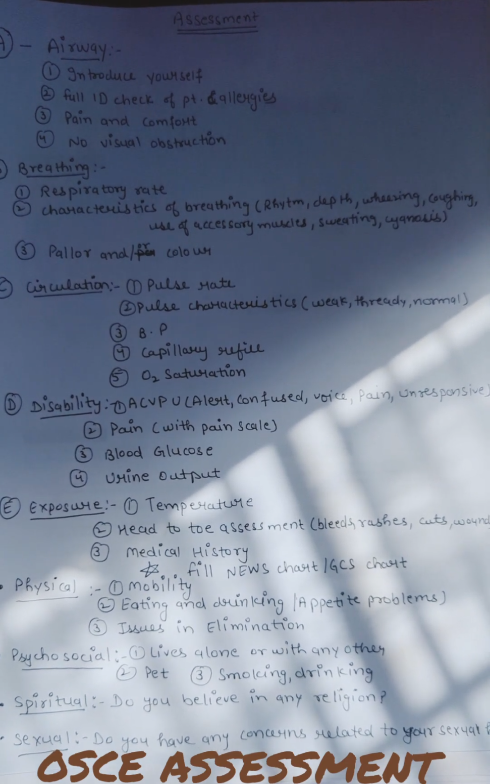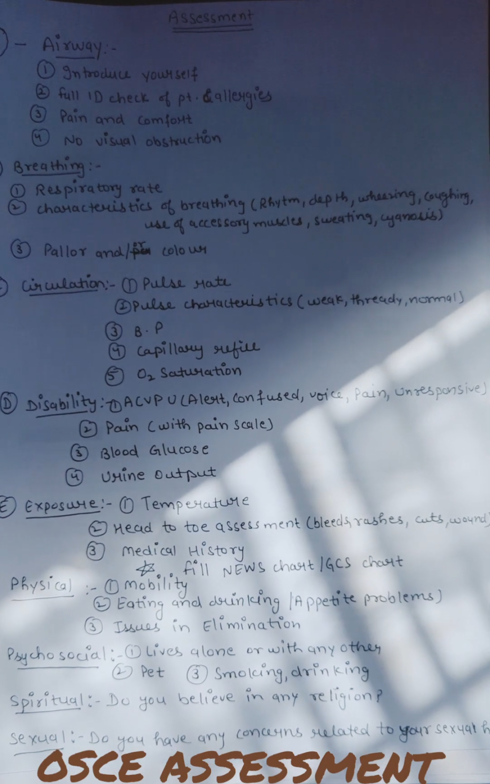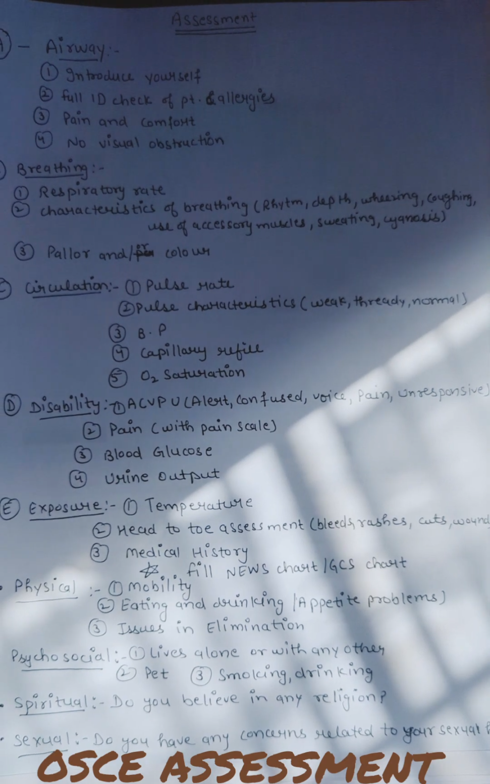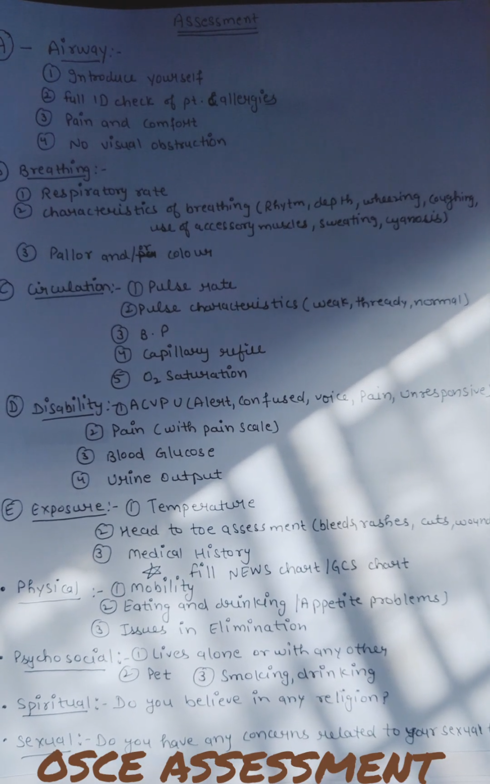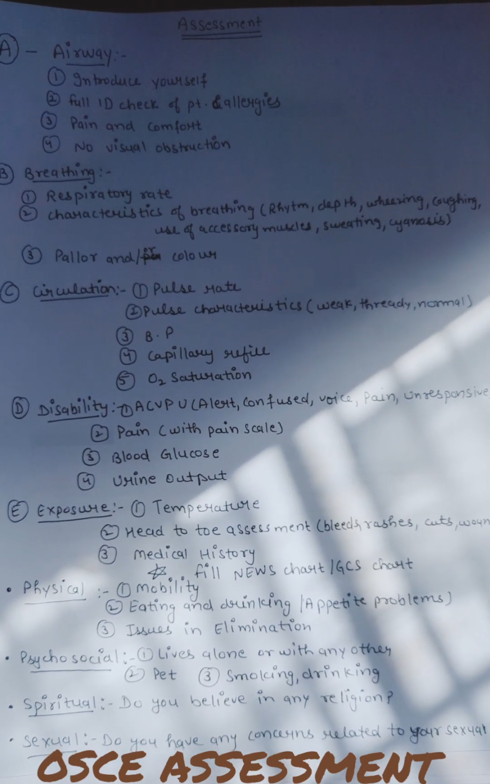You don't really need to check the blood glucose yourself, but you will ask the examiner about the blood glucose levels of the patient. Then you will ask the patient about urine output problems. Is there any problem with urinary elimination?